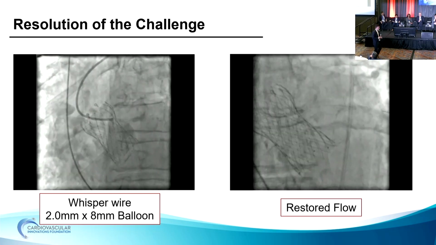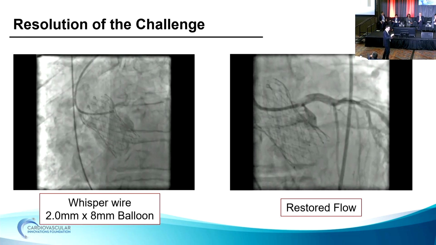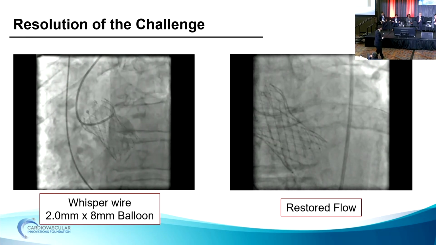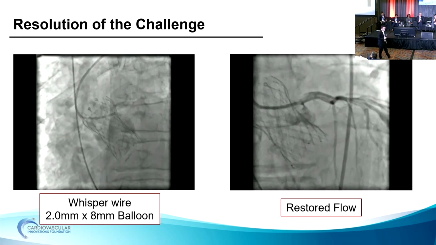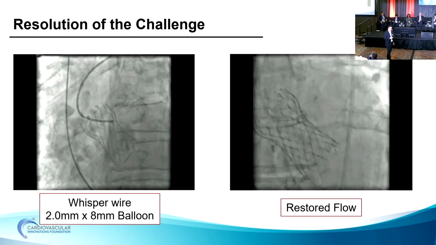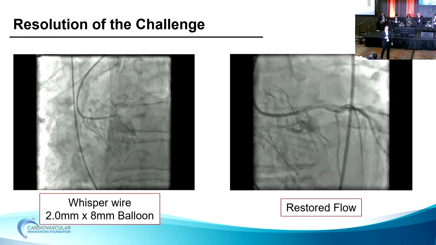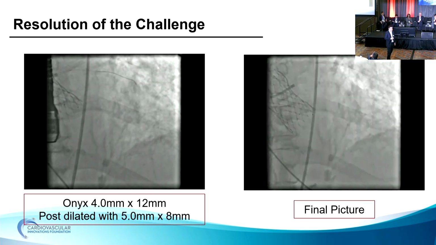We wired it with a Whisper wire. We were lucky enough to be able to, and you can see there's a little bit of flow left, so we were able to go behind whatever was embolizing the ostium of the left main. We ballooned it with a 2.0 balloon, making sure we could restore flow. And you can see that below the left main, there is something sitting there. So the patient is stable at this point.